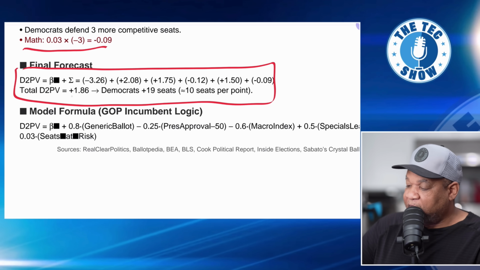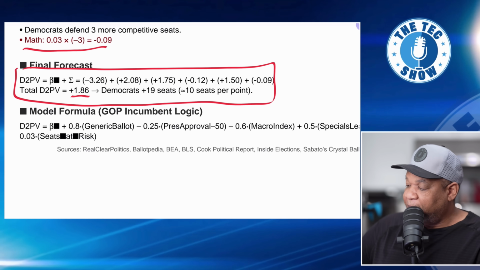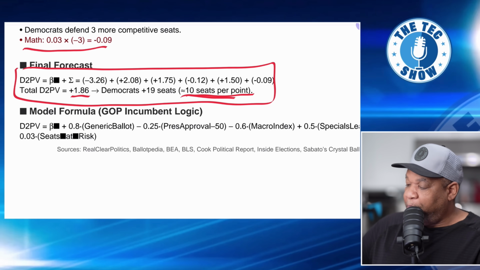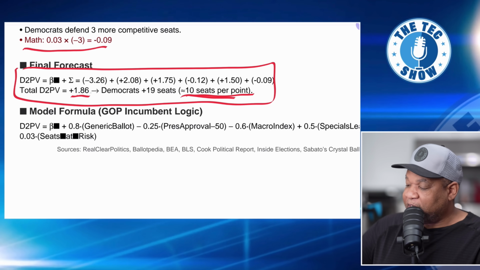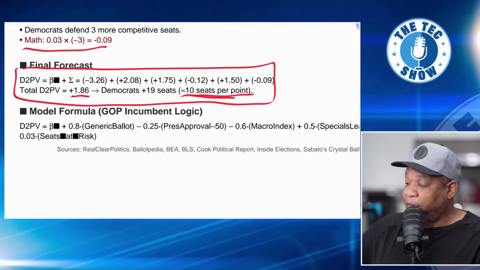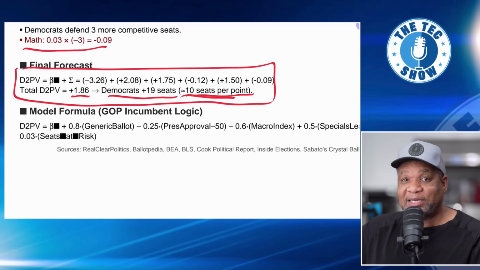What we want to look at is the increase. So right now we see +1.86. So that's increased. And if we're looking at the model here, it's saying for every 1 point, that's 10 seats. So we have 1.86, so we almost have 2 points. So Democrats now have increased to +19. And so what this is saying right now, if we had an election today, Democrats would gain 19 seats.